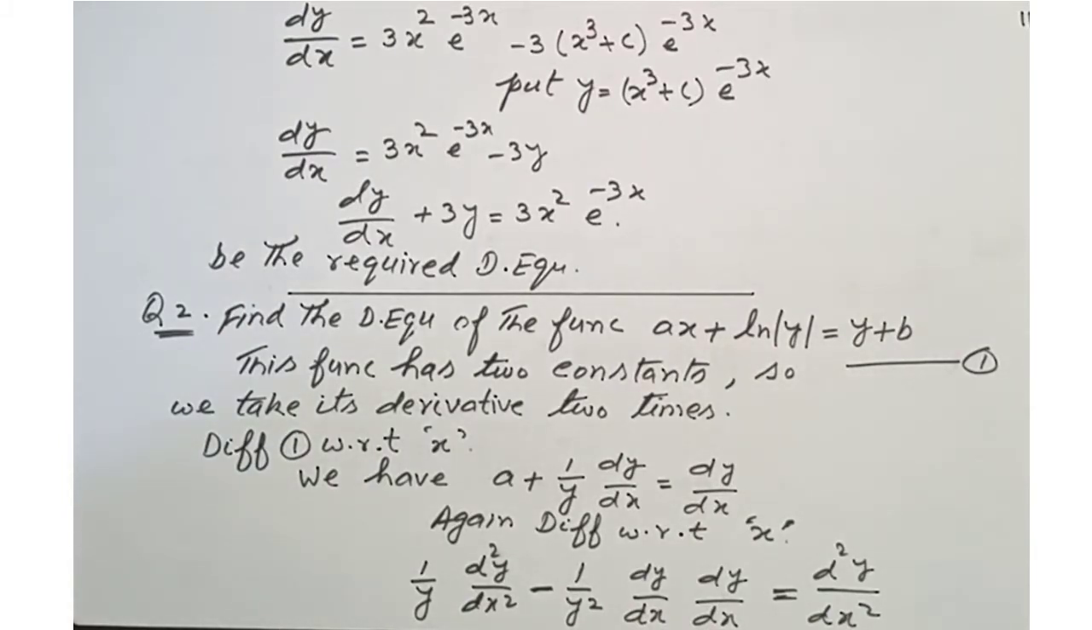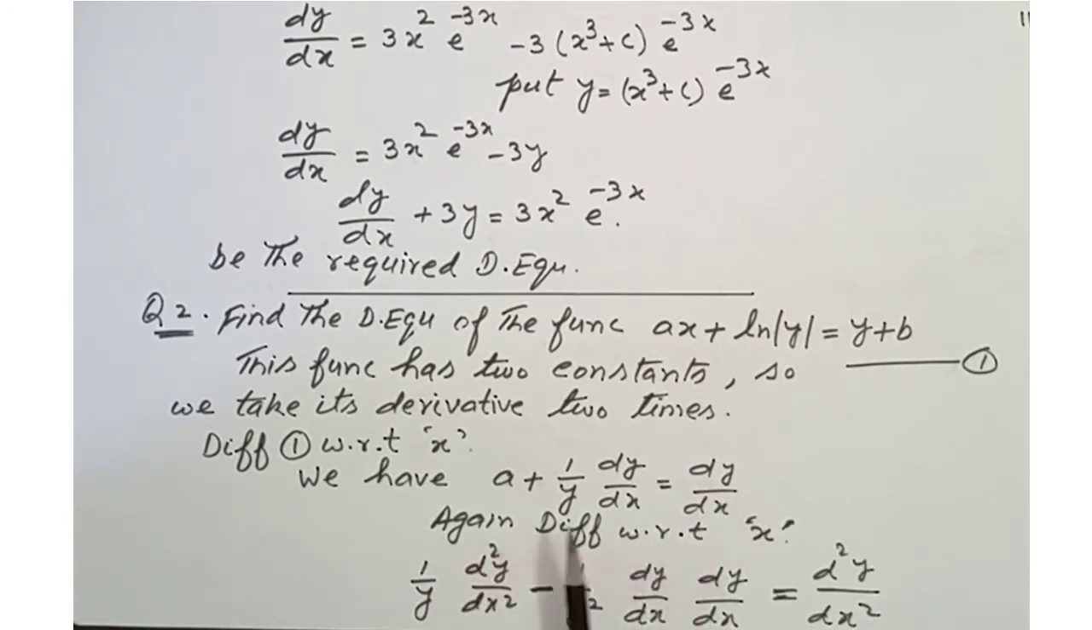This is the first equation. We differentiate this equation with respect to x. So the derivative of this term is a, and the derivative of log y is 1/y dy/dx, and the derivative of y is dy/dx, and the derivative of b is zero, since it is a constant. So we have again 1/y dy/dx = dy/dx.